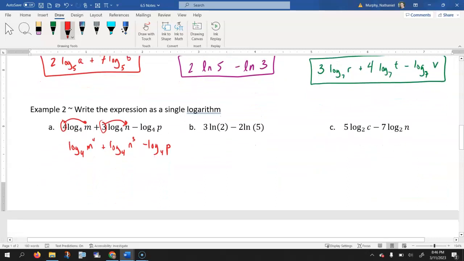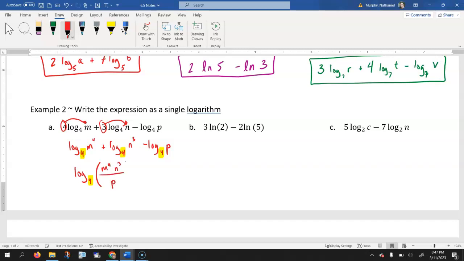So here's what I mean by that. All of these, if you notice, all of these have a common base of 4. So we're going to have a single logarithm with a common base of 4. Then we have a lot going on in parentheses here. So we're going to be multiplying the m to the 4th and n cubed, and we're going to divide by the other value, which is p.